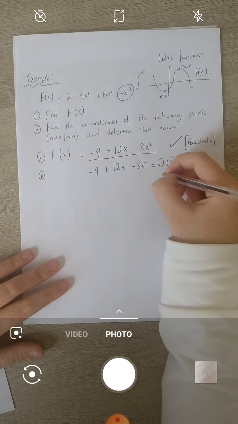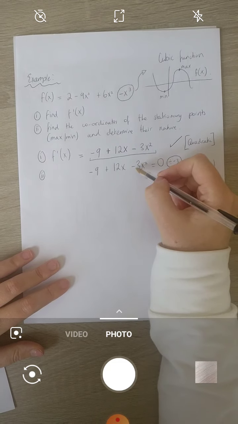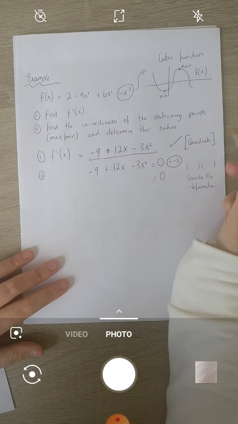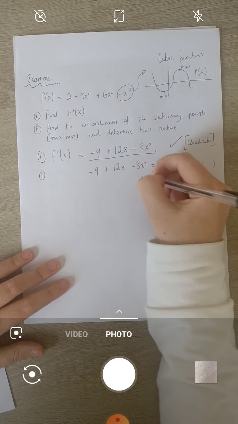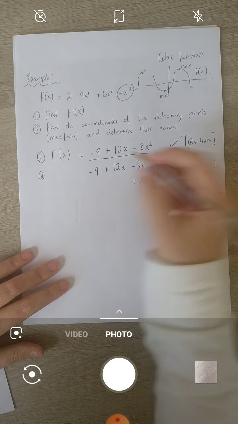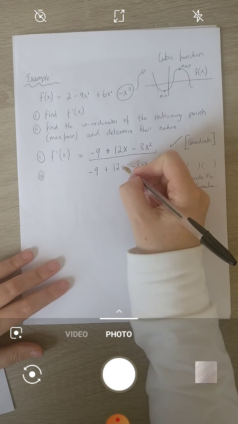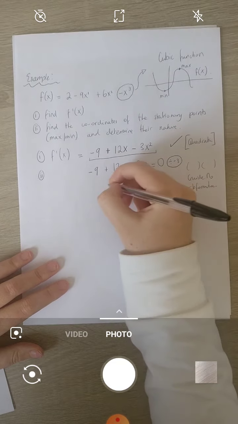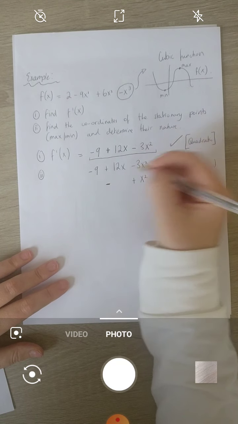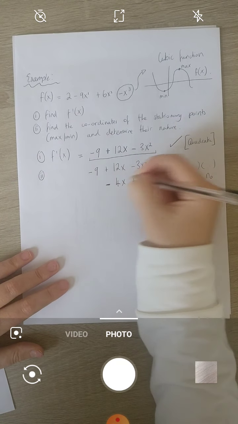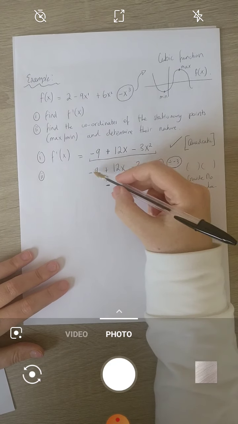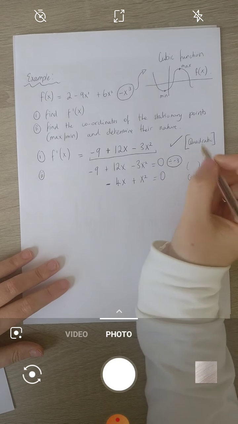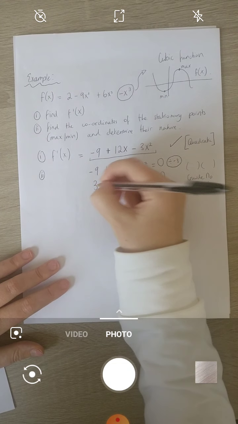solving our quadratic. So we've 0 equals minus 3 divided by minus 3, minus divided by a minus is plus, 3 divided by 3 is 1. So that's a plus x squared. Plus 12x, so we have plus divided by a minus is minus, 12 divided by 3 is 4x, and then minus 9 divided by minus 3, minus by minus is plus, and 9 divided by 3 is 3.